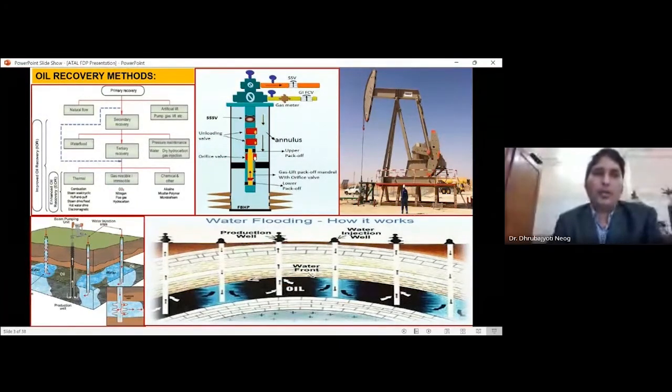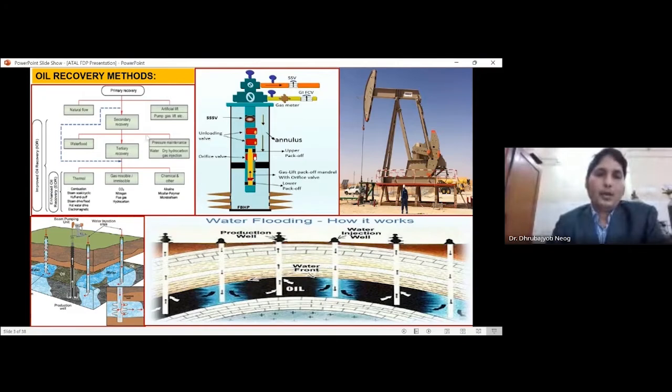Worldwide, we have different oil recovery methods. The recovery methods are classified into three types: primary recovery, secondary recovery, and tertiary recovery. That is as per the old classification. As per the new classification, oil recovery methods are divided into two types: primary recovery and improved oil recovery.